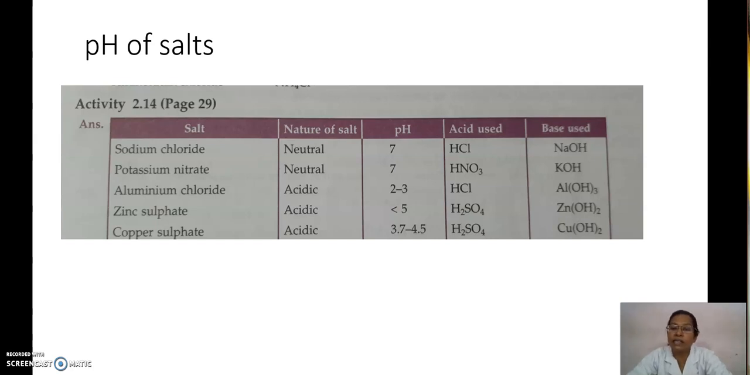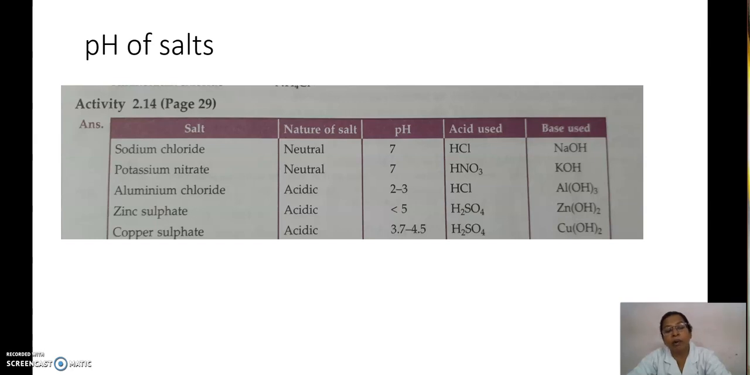So what we have seen here, when a strong acid is combining with a weak base, the salt formed is acidic. Check the nature of the salt, it is acidic. Why does it become acidic? Because the acid is stronger than the base. So in such cases, the salt formed will be acidic.